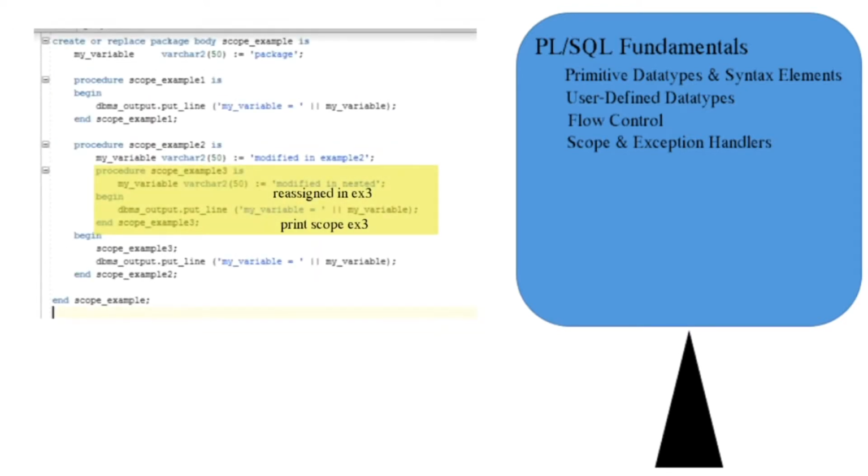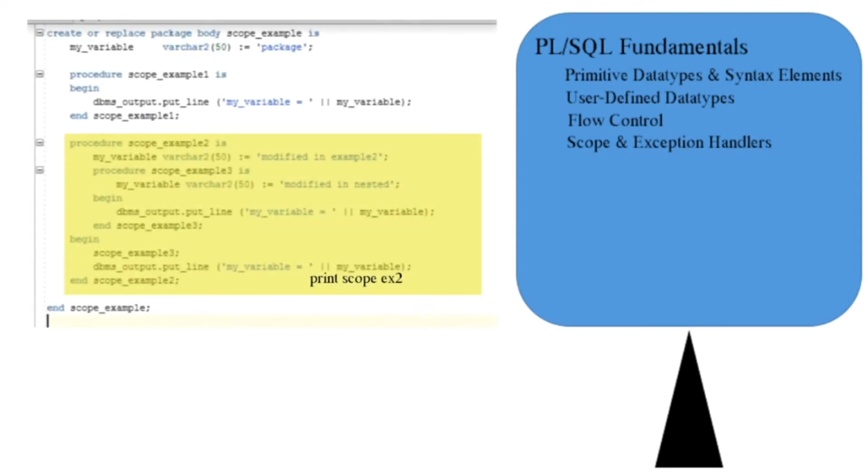Also note, however, that the first executable line of the scope example 2 procedure calls a nested procedure called scope example 3. In this guy, we again change the scope of that myVariable by reassigning it the modified in nested value. Finally, note that as we leave the scope example 3 procedure and return to example 2, we're now back within its variable scope and thus print out the value modified in example 2.